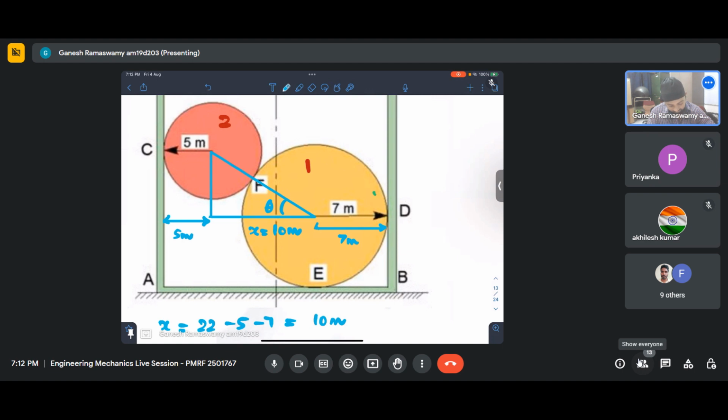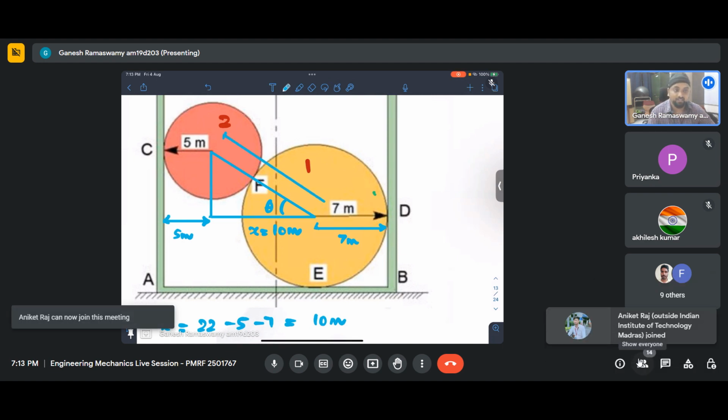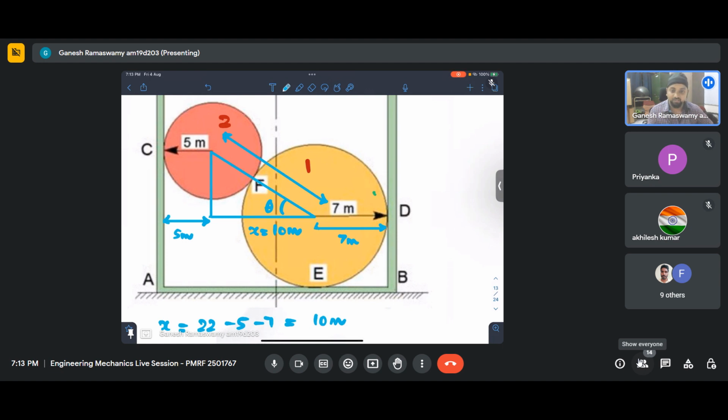Instead, can we calculate this distance from the hypotenuse? Because to calculate the angle theta, we need at least two sides to use trigonometry. One side we have got easily, it is 10 meters. The other side, how is this line constructed? It is constructed by joining the centers of both the spheres. So essentially the length of the line would be the summation of the radii. Exactly. So it will be 12 meters. So it is 5 plus 7. So it is 12 meters. I hope that is clear.